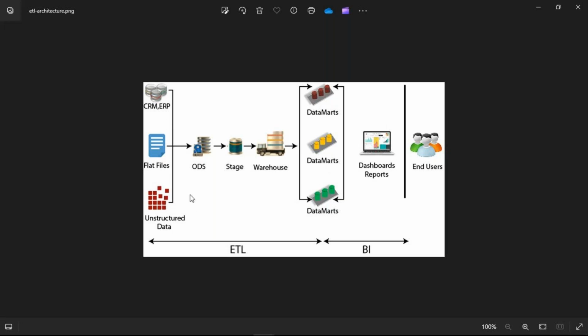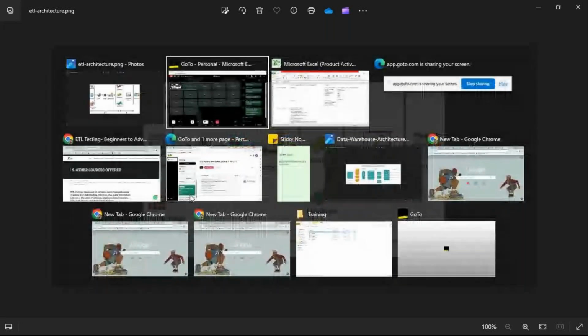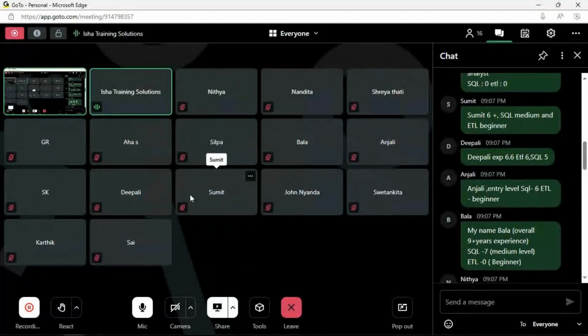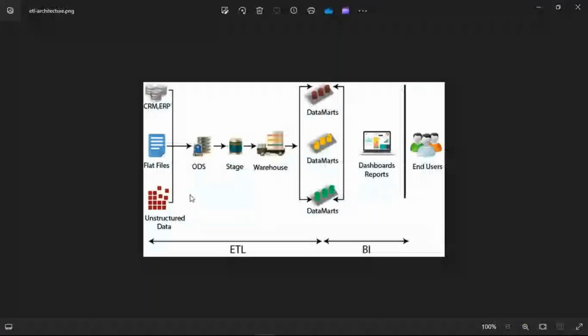Okay. Are you guys clear up to here? I just want to know if you guys have any doubts. Can you please repeat that last point that you mentioned? What's the purpose of ETL after the data marts? Sorry, I missed that part.